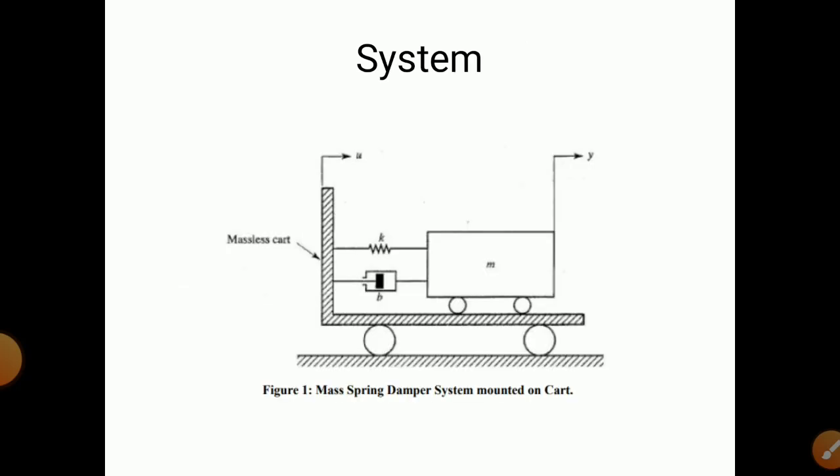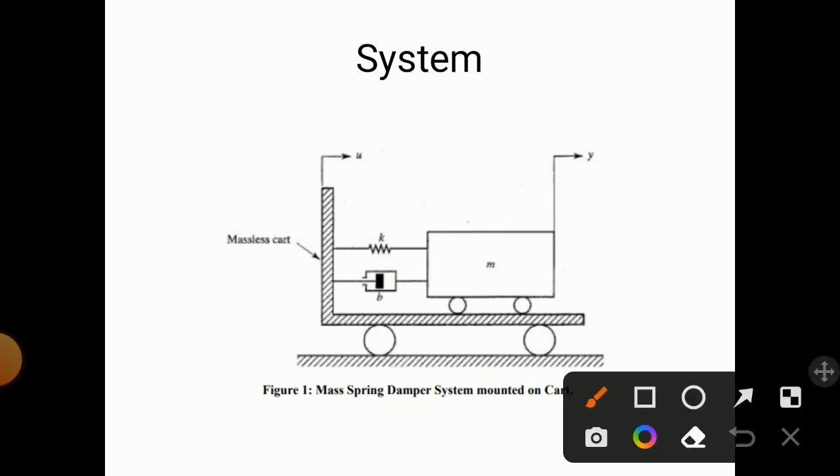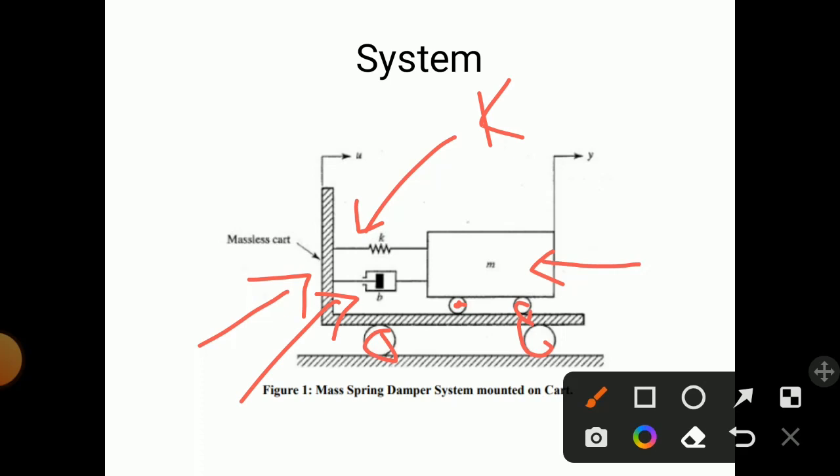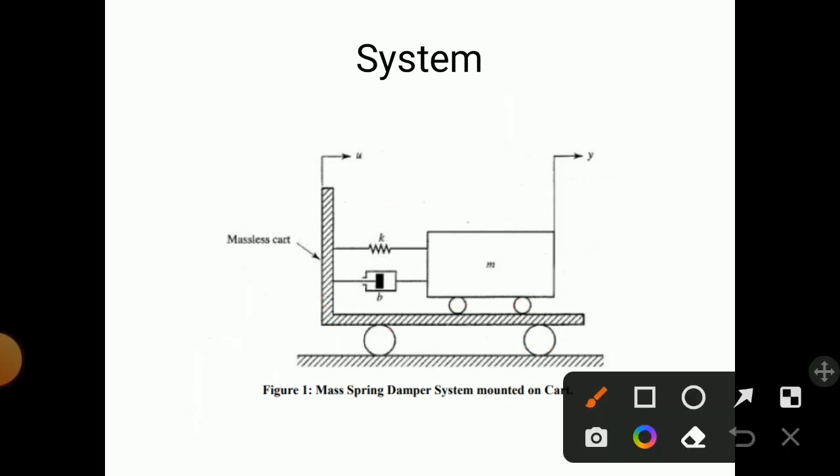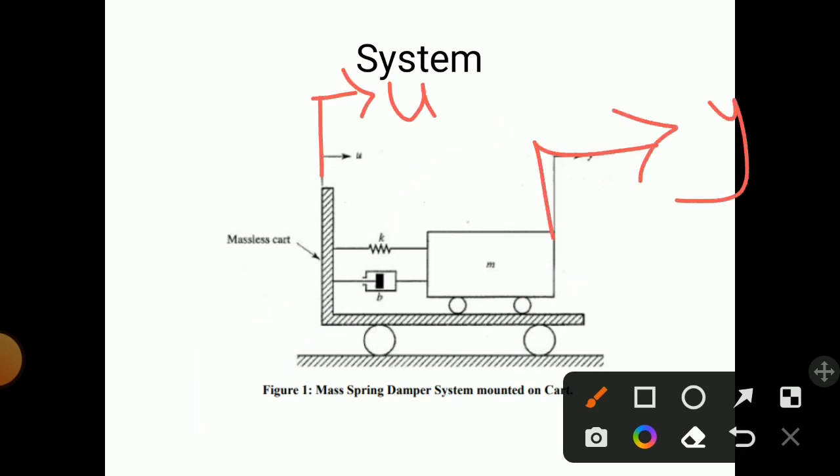This is the mechanical system. It consists of one massless cart. On that cart, one mass is placed, having rollers. The massless cart also has rollers, and the mass is connected with a spring and a damper. Here K indicates the spring and B indicates the damper. In this diagram, the displacement of the cart is u, and the displacement of the mass is y. You understand this.